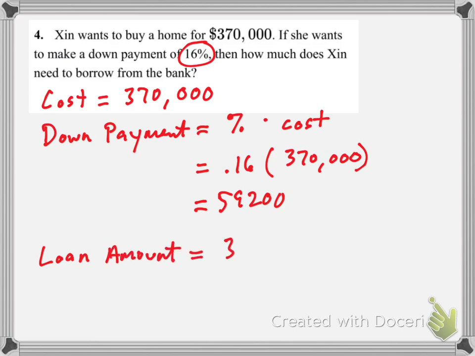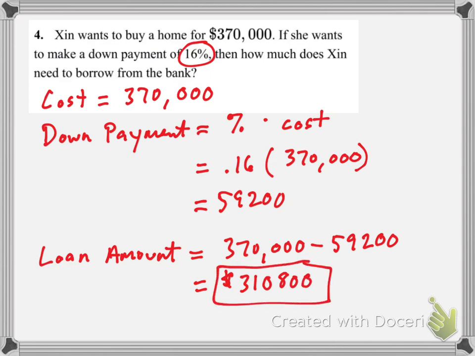Okay? So our loan amount is 370,000 minus the down payment of 59,200. So 370,000 minus 59,200. So the loan amount will be $310,800. Okay. So that one, they throw you a little bit of a curveball because they give you the percent of the down payment, not the actual dollar amount, but I just showed you how to find it. So that's section 9.4.